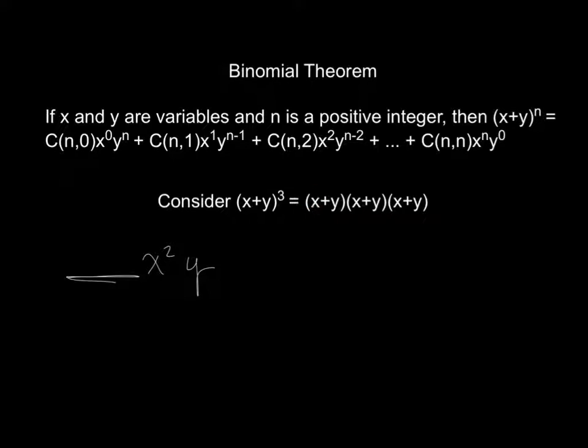Or we could choose these two x's, and then we'd have a y term from here. Or we could choose an x from here, a y here, and an x here. Again, that would give us an x squared. So there are three possible ways for us to choose two x's. So in other words, from the three possible terms, we're going to choose two of the terms to take our x from, and the remaining term we will take our y. So 3 choose 2 will be the coefficient for our x squared y term.